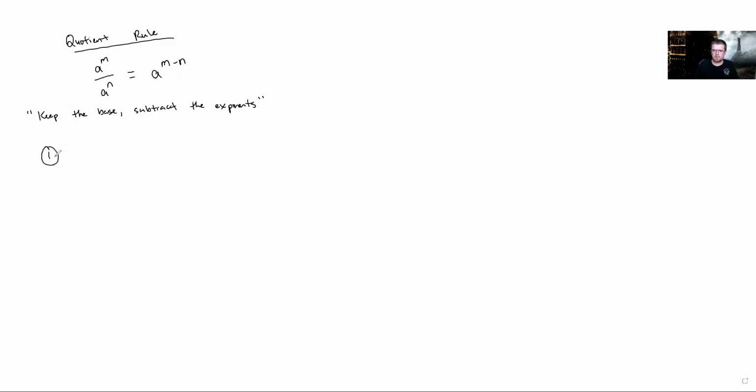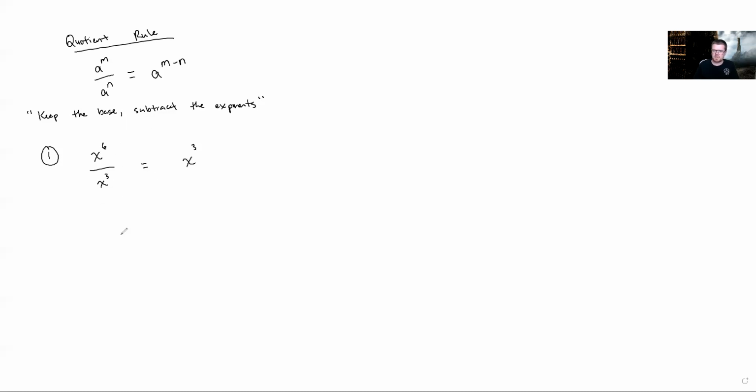Just like with 9.2, this could involve variables, or it could involve integers, or fractions, decimals. The rule is the same. If I have x to the 6th power divided by x to the 3rd power, my bases are the same. They're both x's. The rule is keep the base and subtract the exponents.